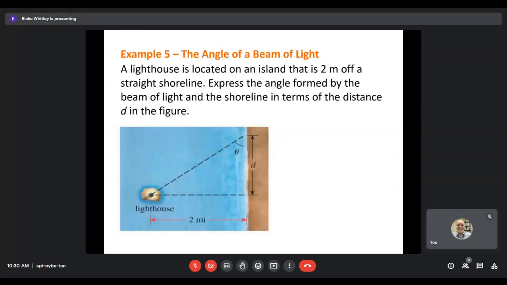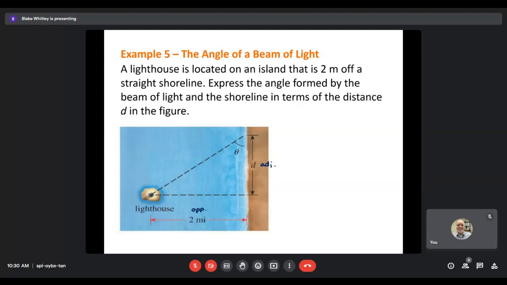All right, now number 5 says a lighthouse is located on an island that's 2 miles off a straight shoreline. Express the angle formed by the beam of light and the shoreline in terms of the distance d that's given in the figure. So if we look at our theta this time, we have the picture, we don't have to draw it. Theta's up in the top right-hand corner. That means that the 2 miles from the shoreline is going to be our opposite side. Okay, so we're given the opposite. And the d along the shoreline is actually going to be the adjacent this time.